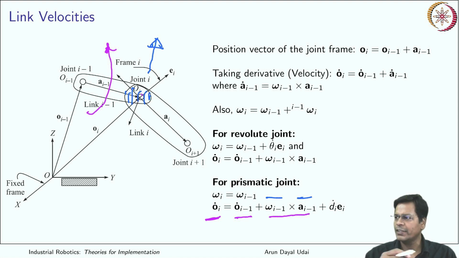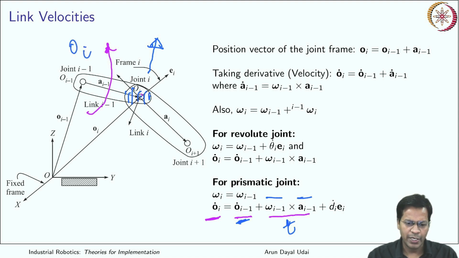So this is your tangential component of the velocity that comes to O_i. Okay. This is the component which is due to the velocity on which it is itself riding, so O_{i-1} dot. So this is the velocity which is here. Apart from that, this is the tangential component, and this is your axial velocity term. In that case, you have the z-axis that is along this direction.